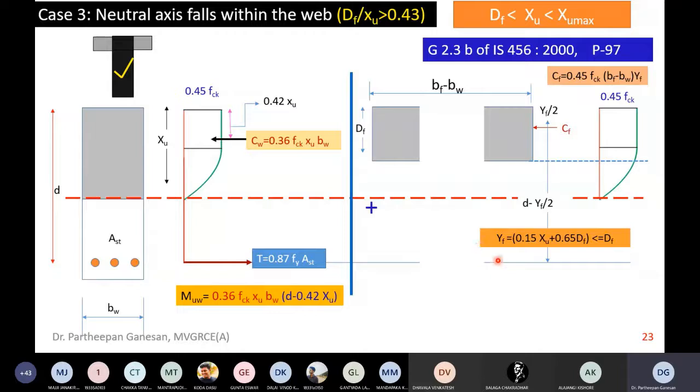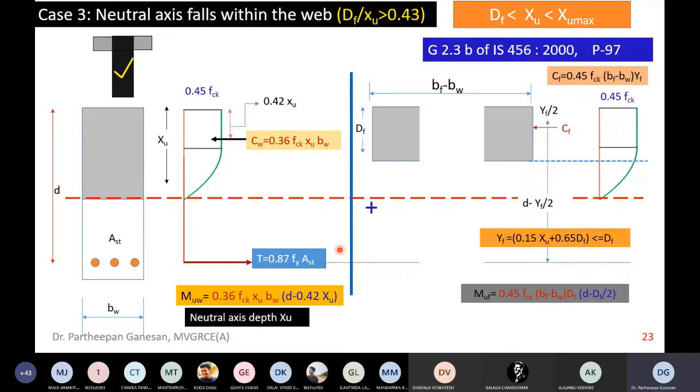So Yf is given in the code as 0.15 xu plus 0.65 Df. In any case, Yf should always be less than or equal to Df. Is that clear? So your moment of resistance by the flange will be this Cf multiplied by d minus Yf by 2, right? Now, if you want to find the neutral axis depth, again equate the compressive force. There are two compressive forces, Cw plus Cf equal to T. Then you will get this equation. The only difference is that in the earlier case you had Df, here you are using Yf. That is the only difference.